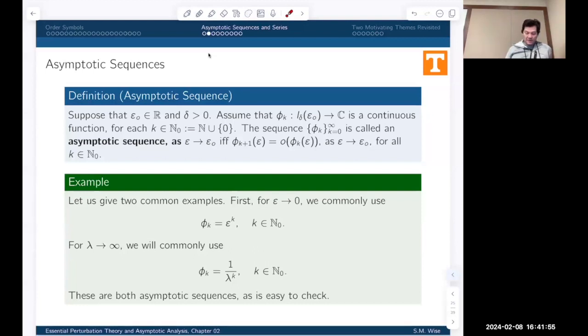The neighborhood in which we're working in this first example, let's use the neighborhood of 0. So epsilon is getting small towards 0. Then we commonly use the asymptotic sequence phi k equal to epsilon to the k power. Now what we have to show is that epsilon to the k plus 1 equals little o of epsilon to the k as epsilon goes to 0. I always like to just write this stuff out and see if I can understand what's going on.